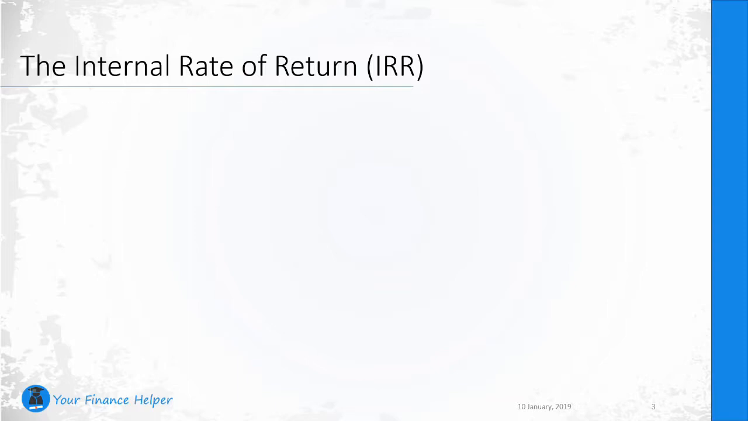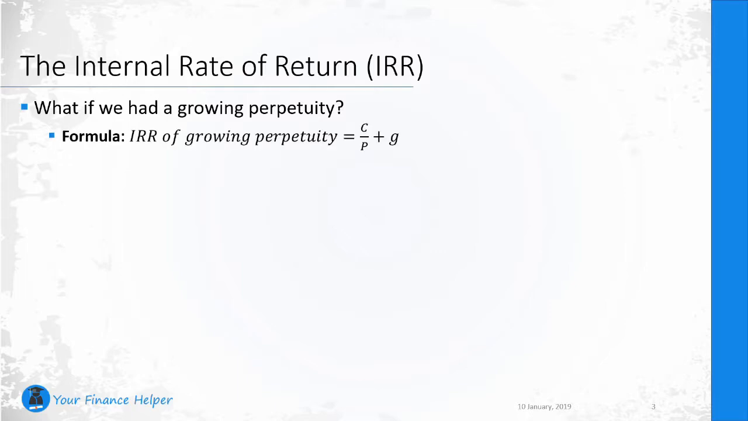But the IRR, what do you do if you have a growing perpetuity? Well, the formula changes a little bit and it is derived from the previous formula and from a perpetuity. However, I will not be going into details about that. This formula right here is simply the one that we are going to be using.